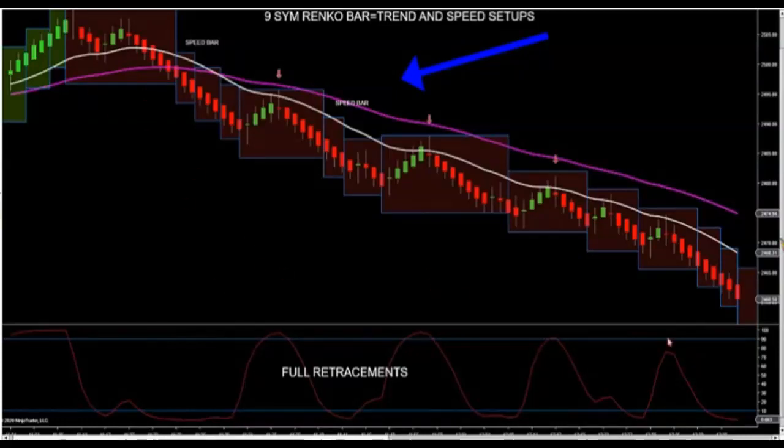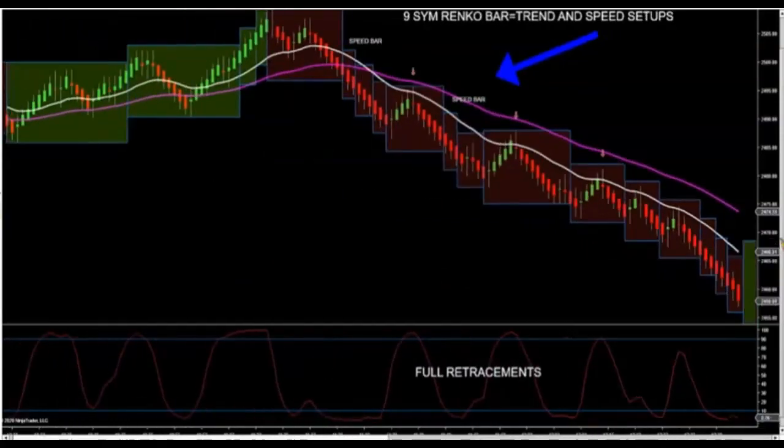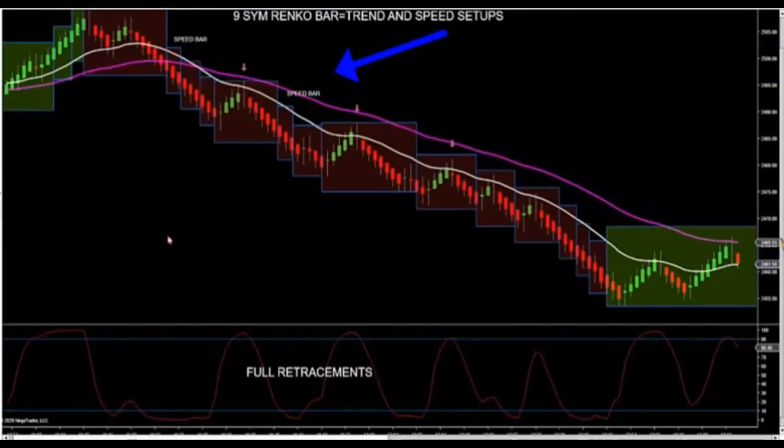So I've got red and green boxes. There are green boxes, there are red boxes. Here's a big move down into here, we'll put this over here real quick. Let's take a look at this setup, and I'll go over the algo in a second also.